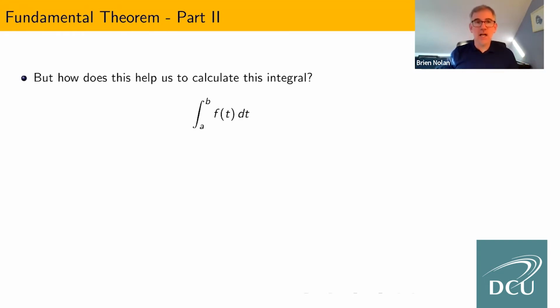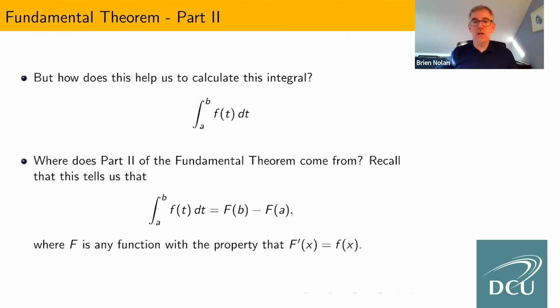The answer to that, as we know, comes from part 2 of the fundamental theorem, which tells us that the way we do this is to calculate an antiderivative. So we undifferentiate the function little f to find this function capital F, any function with the property that capital F has derivative equal to little f. We evaluate that function at t equals b, at t equals a, and subtract, and there's our answer.